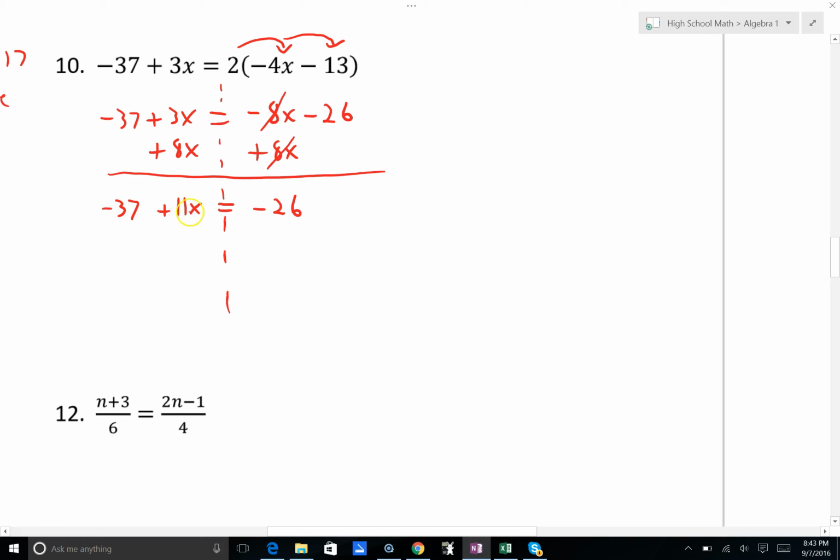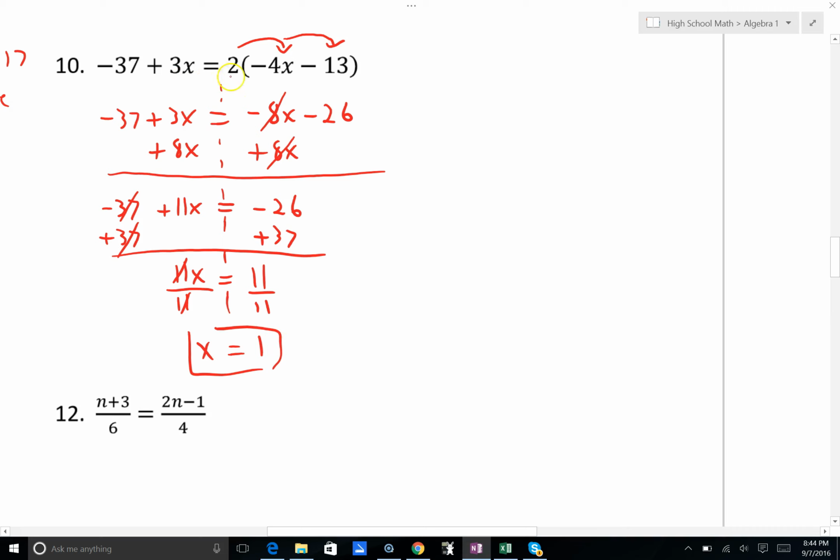We want to isolate our variable x, so we will deal with the added or subtracted part first. In this case, minus 37. We will eliminate that by adding 37 on both sides. Negative 37 and positive 37 cancel, leaving 11x equals in the middle. Negative 26 plus 37 is a positive 11. 11x equals 11. I hope you can see that x must be 1. I'll divide by my coefficient 11 on both sides. 11 divides 11 to leave x. 11 divides 11 to leave 1.